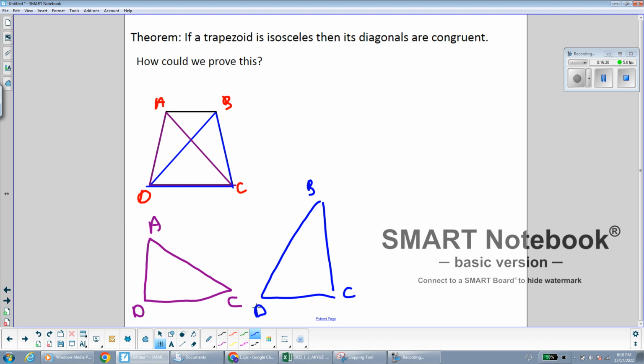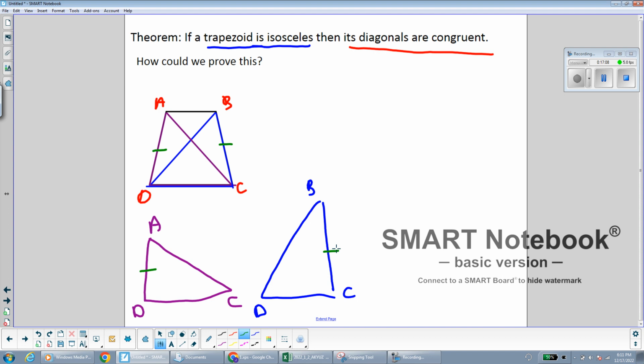So let's think about what we're given here to work with. If a trapezoid is isosceles, so we're given that the trapezoid is isosceles. So already we know ABCD is an isosceles trapezoid, and we want to prove that if it's an isosceles trapezoid, it has congruent diagonals. Since we already know this trapezoid is isosceles, we already know some things about it. In an isosceles trapezoid, we know that the legs are congruent. So we know that AD and BC are congruent to each other.